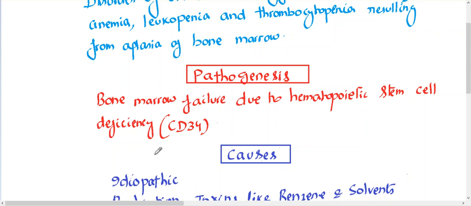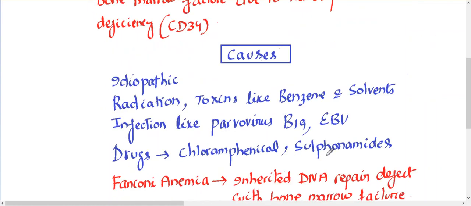Okay, and also it is important to know that the marker of hematopoietic stem cell is CD34. Now coming to the causes of aplastic anemia, mostly the cause is idiopathic. However, radiation can be a cause. Toxins like benzene and solvents, infections like parvovirus B19 and Epstein-Barr virus can be the cause. Drugs like chloramphenicol and sulfonamides.